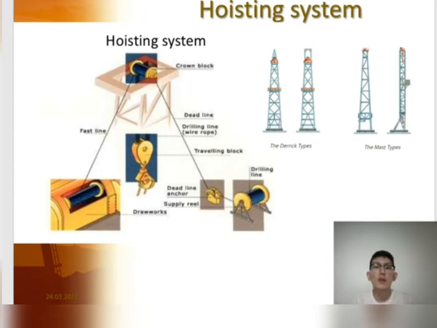And before talking about the hoisting system, I want to say that rotary drilling is the most efficient technology applied in the oil and gas industry. It works by rotating the bit to break rocks, while drilling fluids circulate through the bit and up the wellbore to the surface, making it possible to drill the well safely and efficiently.